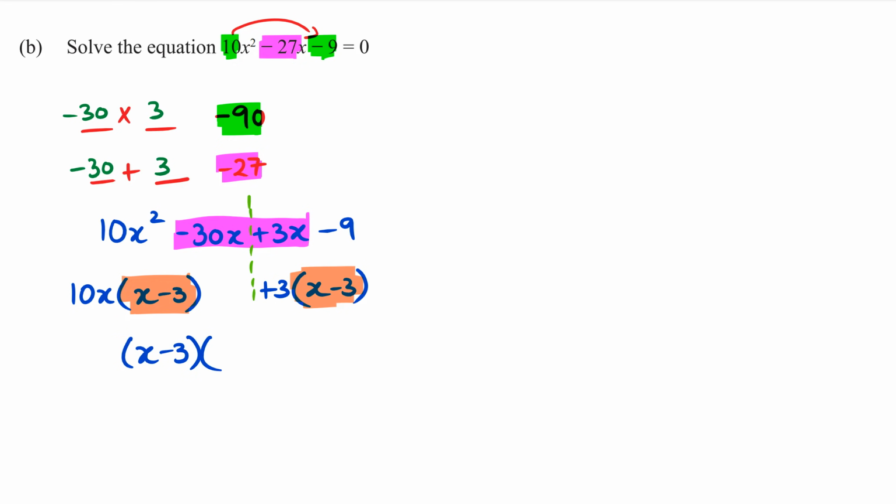So in this case, we can see that x minus 3 is a common factor, and I can take it out, x minus 3. And then what I'm left over with is 10x plus 3. So just to show that the 10x comes from there to here, and the plus 3 comes from there to here.